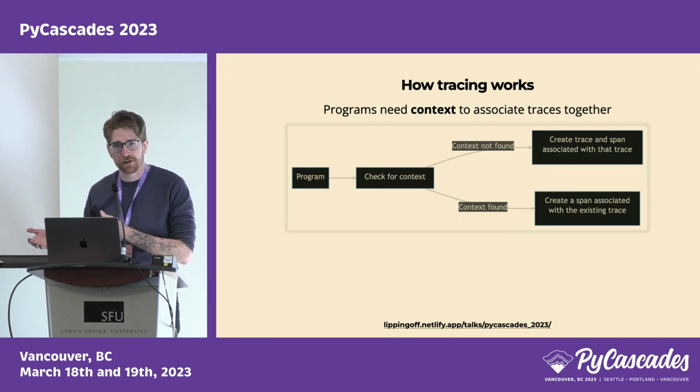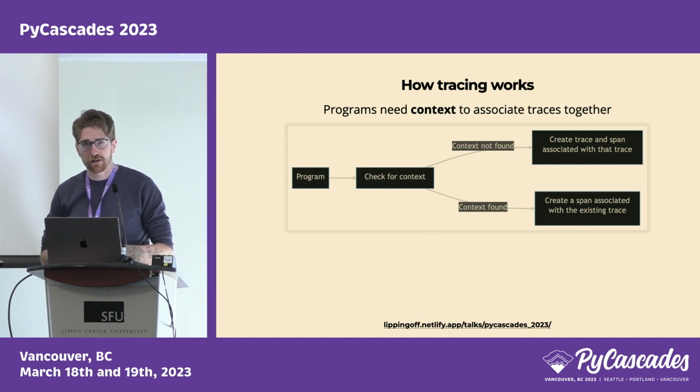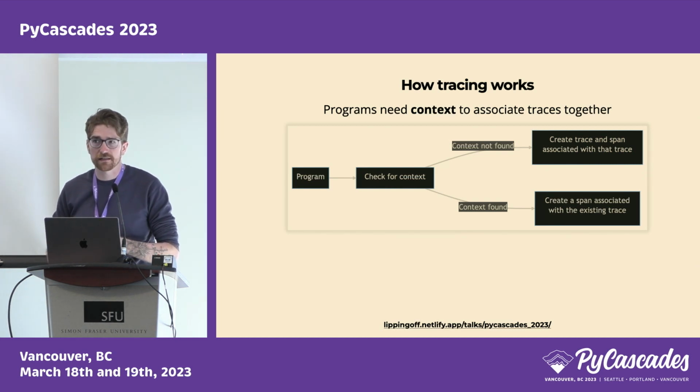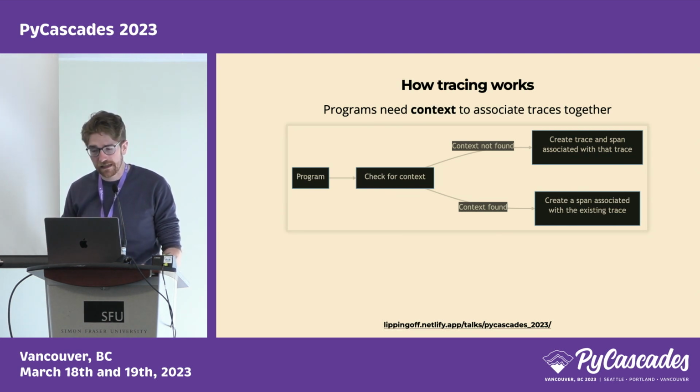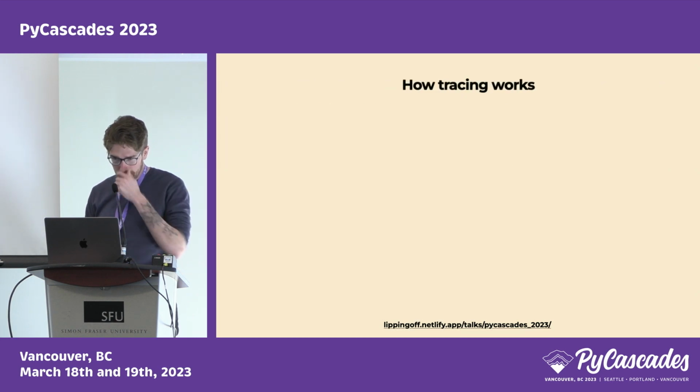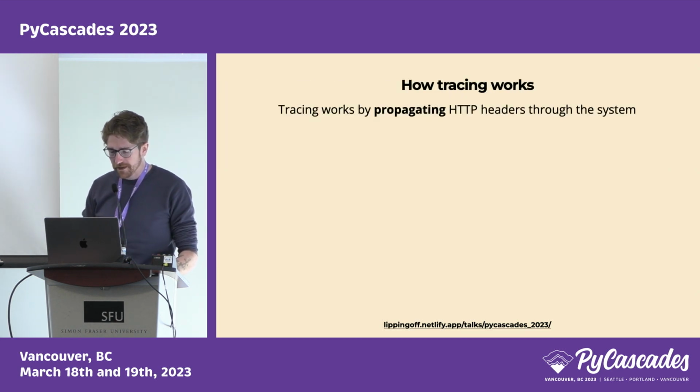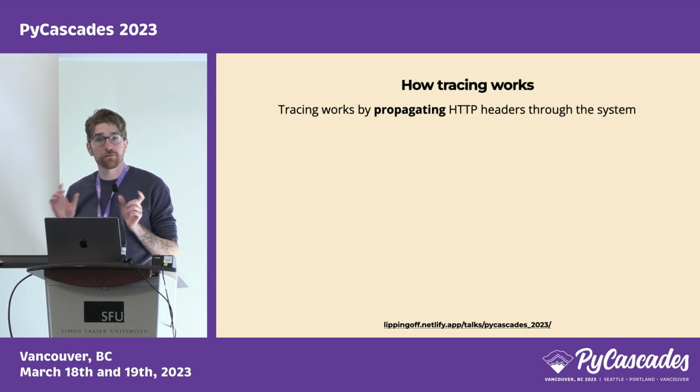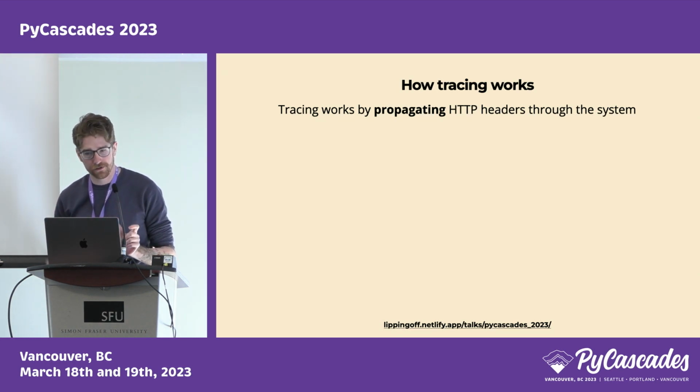There's a quick little flow chart I have. Your program's going to check for context. If it finds context, it knows to start a span associated with the trace that already exists. If it doesn't find context, it has to create a trace and a span at the same time. And how we communicate this between our servers is we propagate it through HTTP headers.